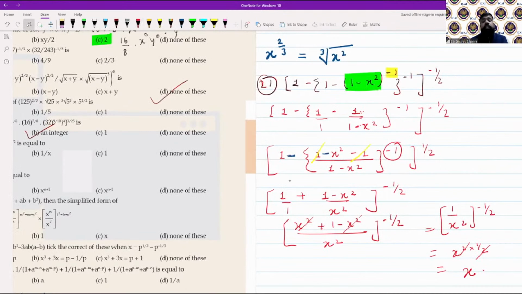So always in such a question, start from the middle. First do the first reciprocal, take LCM, again reciprocal, take LCM, and then we will reach towards the last step. So x is the correct answer.